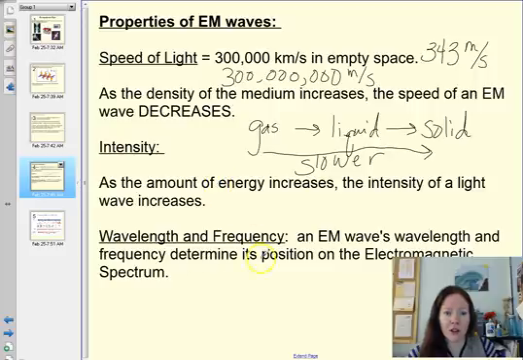But the most familiar ways that you are going to think about a light wave or an electromagnetic wave is usually described by its wavelength and frequency. The wavelength and frequency determine so much about the behavior of the wave that they actually set up a scale or a spectrum for the electromagnetic waves. So we're going to look at that next.